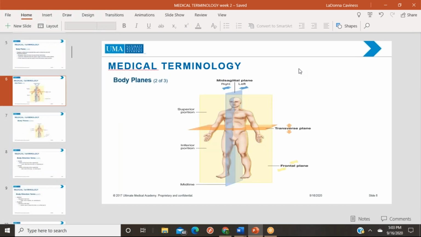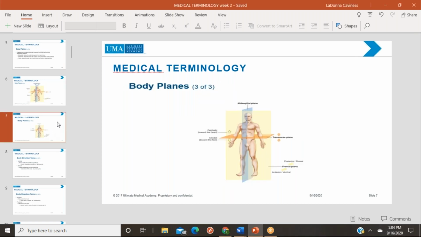Here's a diagram, body planes. If we take a close look at the diagram, at the top, the mid-sagittal plane, it's left and right. Then you have the superior portion, inferior, the midline. The transverse plane is right there in the center. And then you have the frontal plane toward the bottom. And here's another illustration of that.